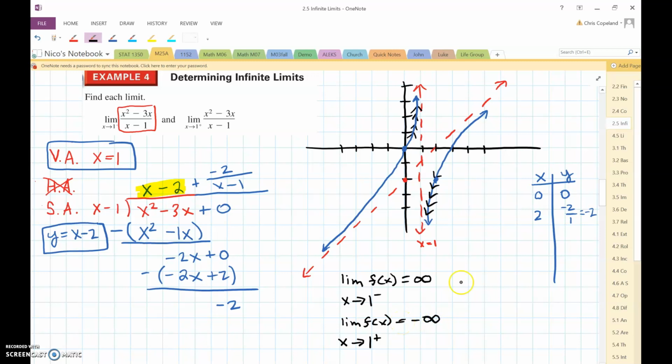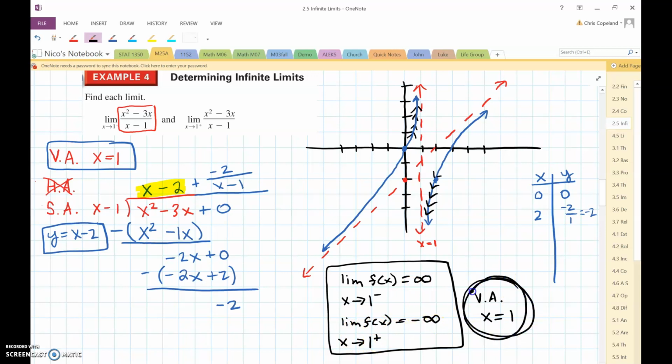This problem doesn't want us to do this, but remember, using limits, this is telling us that we have a vertical asymptote at x equals 1, since as x approaches 1 from the left, it's going towards positive infinity, and the limit of this function as x approaches 1 from the right is going towards negative infinity. So that is how you describe a vertical asymptote using limits in calculus.